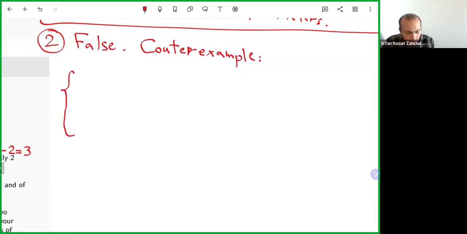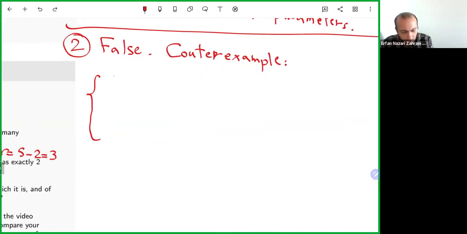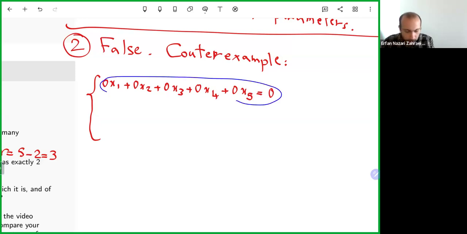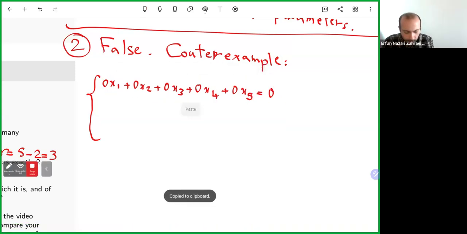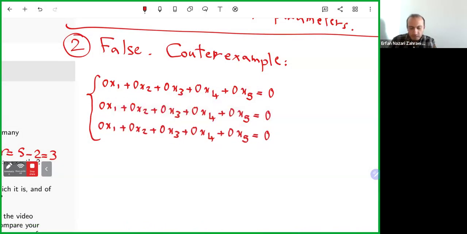system of equations, which is, as I said, basically everything 0. Let me write it down. We have five variables. So it's 0x1 + 0x2 + 0x3 + 0x4 + 0x5 = 0. That's one equation, and we have three equations, a 3 by 5 system. This is a 3 by 5 system. It is consistent.